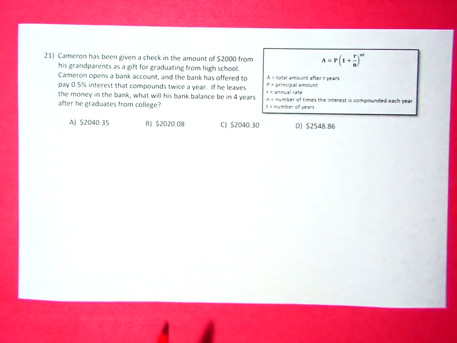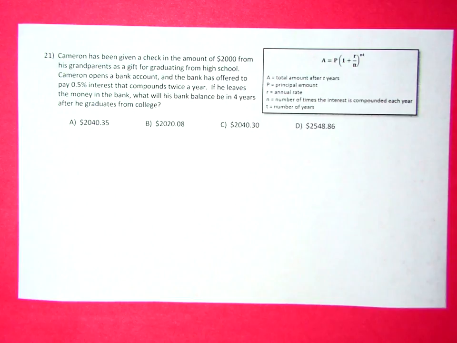On number 21, it says Cameron's been given a check in the amount of $2,000 from his grandparents as a gift for graduating from high school. Cameron opens a bank account, and the bank has offered to pay 0.5% interest that compounds twice a year. If he leaves the money in the bank, what will his bank balance be in 4 years after he graduates from college?